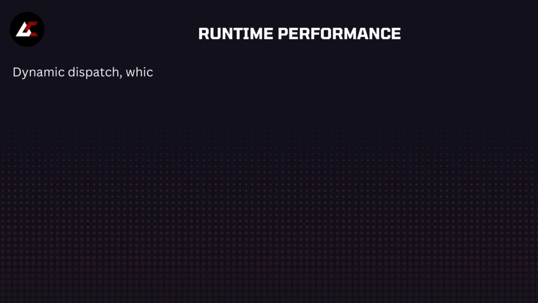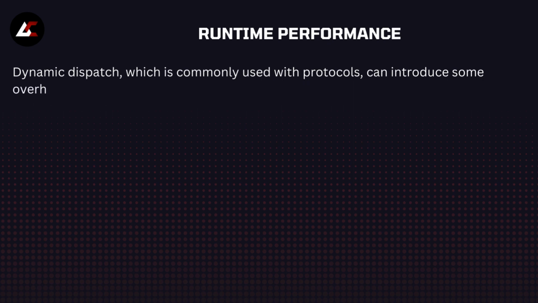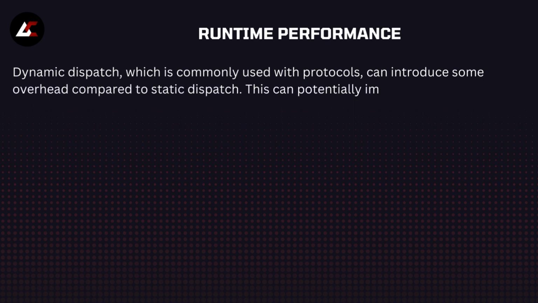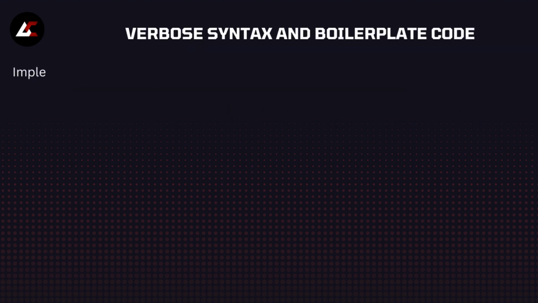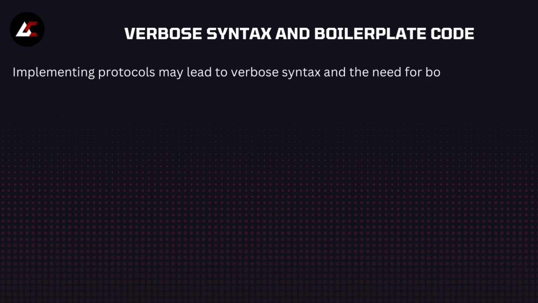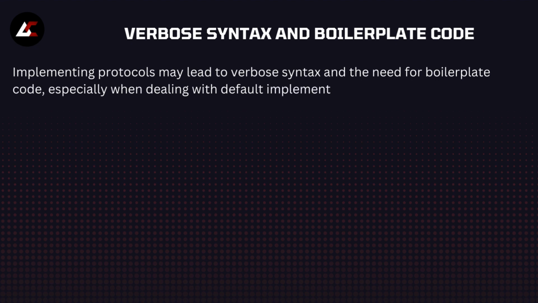Runtime performance. Dynamic dispatch, which is commonly used with protocols, can introduce some overhead compared to static dispatch. This can potentially impact runtime performance, especially in performance-critical sections of the code. Verbose syntax and boilerplate code. Implementing protocols may lead to verbose syntax and the need for boilerplate code, especially when dealing with default implementations, optional requirements, and associated types.